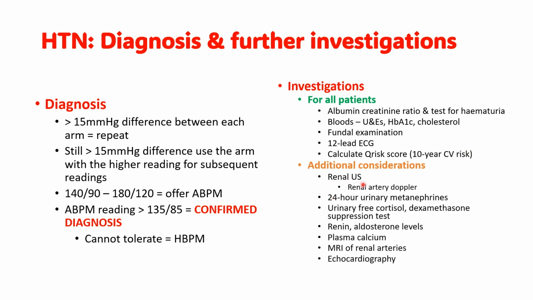And then these are additional considerations too. You might do a renal ultrasound, particularly a Doppler. You can look at the flow within the renal arteries to see if it's impeded. And these are all based on your underlying suspicion, following your history and examination. You might look at 24 hour urinary metanephrines if you suspect pheochromocytoma, urinary free cortisol, all this relates to Cushing's, renin and aldosterone levels when you're thinking about hyperaldosteronism, whether that's primary or secondary, plasma calcium. You can even do an MRI of the renal arteries. I think they sometimes do that in fibromuscular dysplasia. And echocardiography is a more sensitive and specific way of looking at any changes to the actual chambers of the heart, in particular the left ventricle, looking for the hypertrophy.